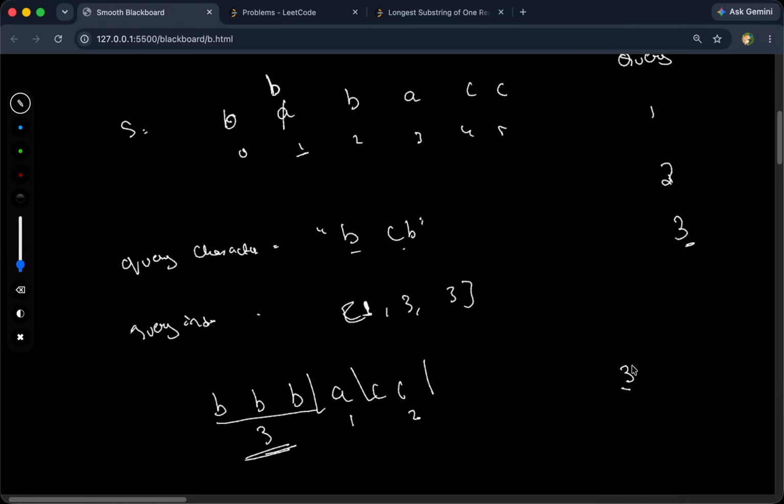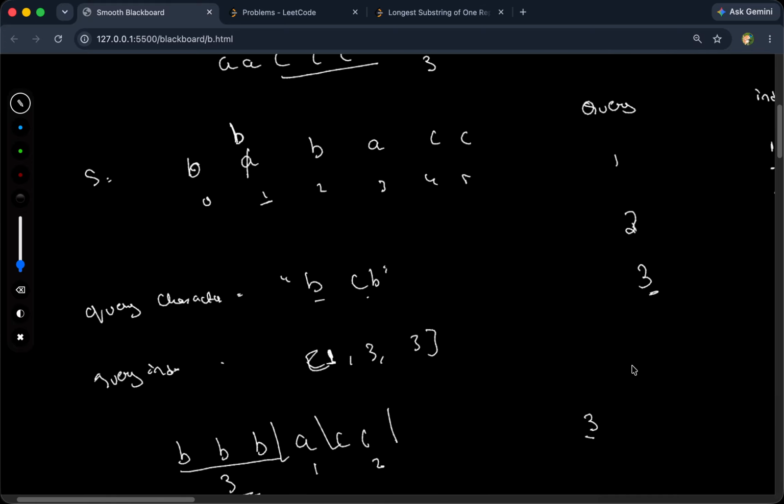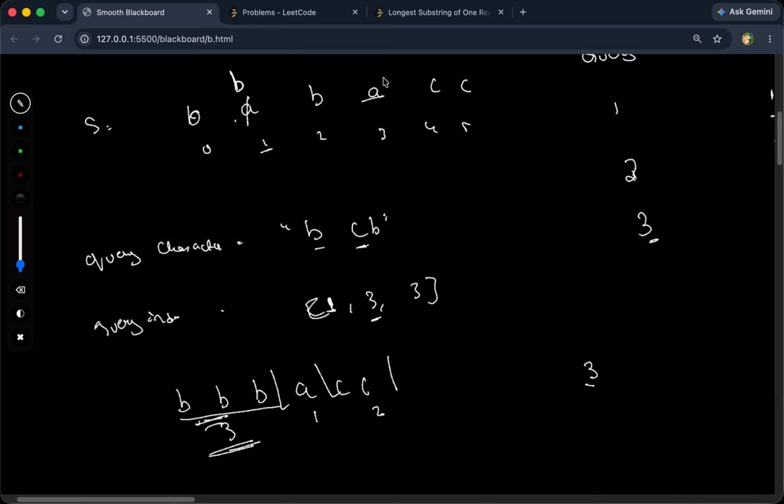Now query 2, and here is something very important. For the second query, we continue from the string we got after the first query. We do not go back to the original string; we continue with this string only. So query 2 says replace index 3, which is A, with C.